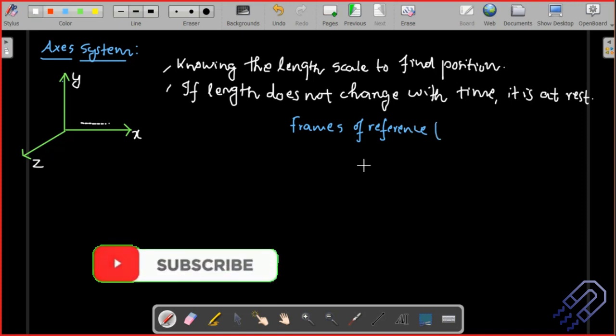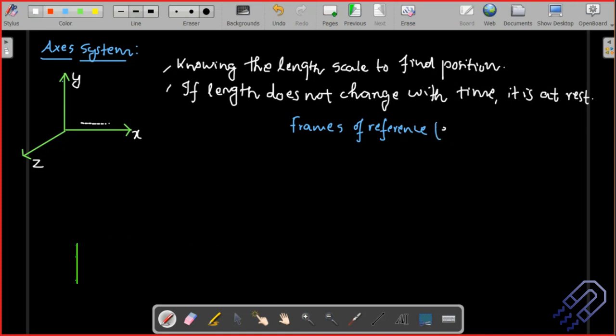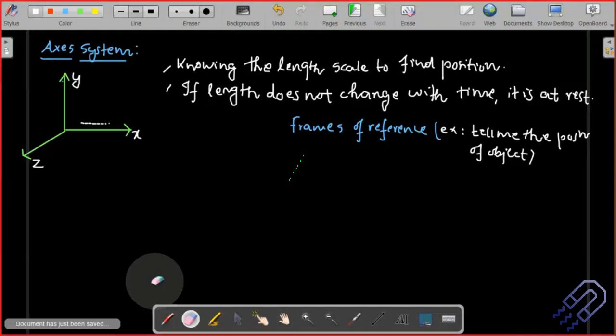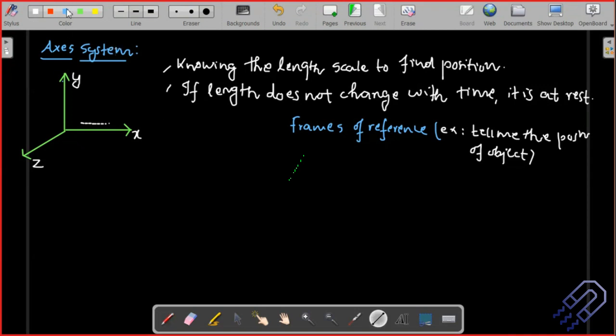Okay, so frames of reference, let me take one example. What will frames of reference do? It will tell me the position of an object. That's the important role of frames of reference: the position of an object. If I want to know the position of the object, I basically have to know the frame of reference, and there are two types of frames of reference that we should know.